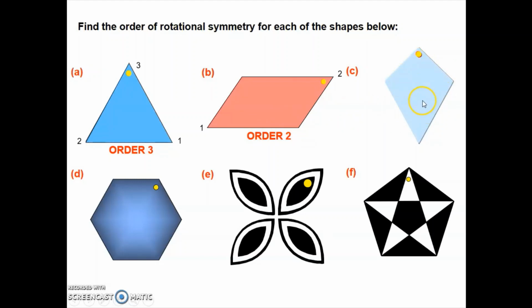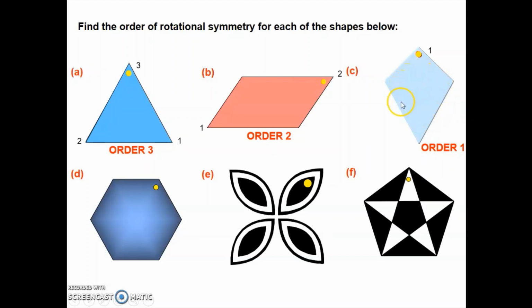If we have a look at the kite, again, the yellow dot is there to help us visualize. I'm going to go ahead and rotate this kite 360 degrees around its center. And once, back in the original position. So with this shape in particular, we rotated the shape 360 degrees and it only looked like itself on one occasion, and that was the original position of the shape. So for this shape, we would state that it has order of rotational symmetry 1.